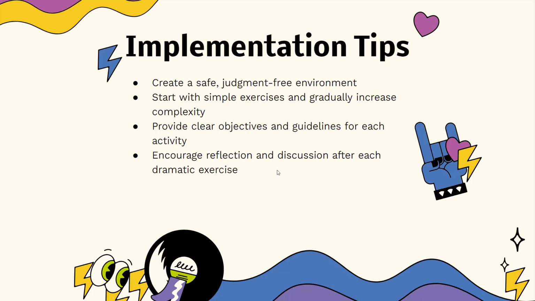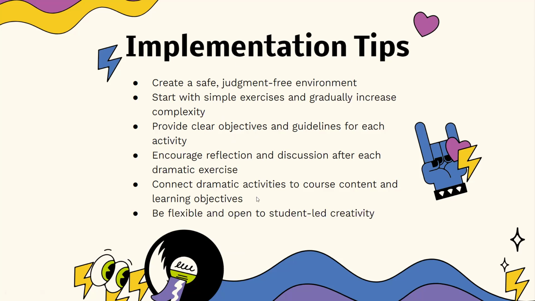Give students a chance to talk about, feel, and maybe even shift what they're doing in the moment. And then connect dramatic activities to the course content and learning objectives. We're not just here to be silly and act out a play. We're here to be silly because we're exploring the branches of government or exploring covalent bonds. You could truly use dramatic activities to internalize any content. And then be flexible and open to student-led creativity. Maybe students want to pivot the dramatic activity into making a live stream or a TikTok. Maybe instead of a paper, it's now a class play.